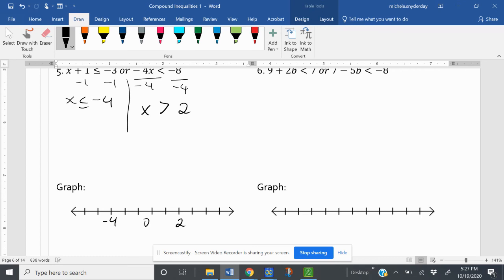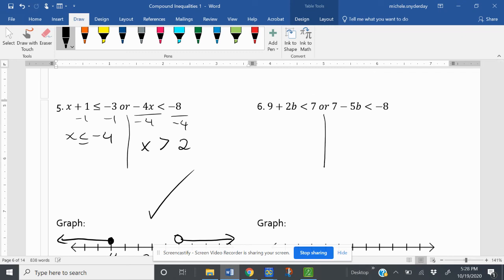X is less than or equal to -4 is a solid dot on -4. Less than is going towards the more negative numbers. X is greater than 2 is an open dot at 2 and going towards the positive numbers. This is a normal OR. Yay for us.